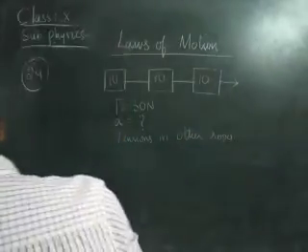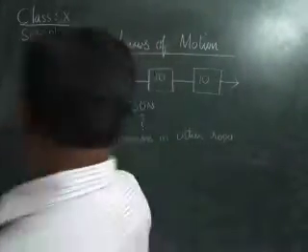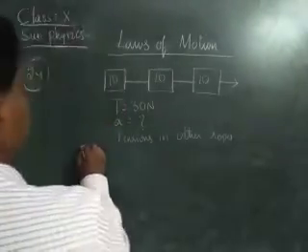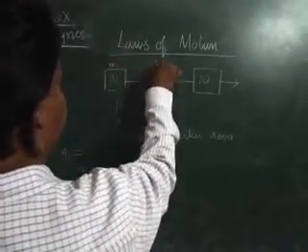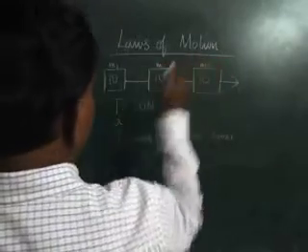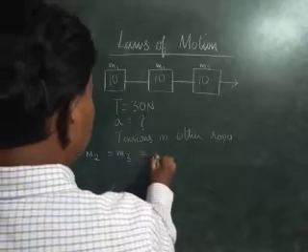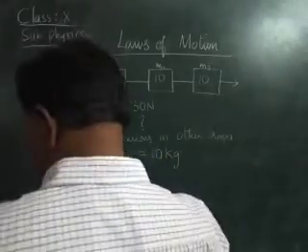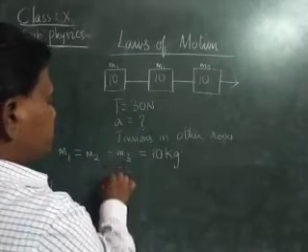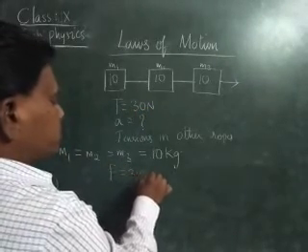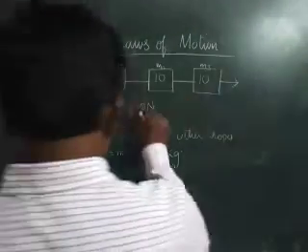Okay, children, here the masses are given. If we take M1, M2 and M3, all have the same mass, that is 10 kg. And here tension is 30 newtons. That is F equals 30 newtons. Tension is nothing but the force, children. Therefore your force is equal to 30 newtons.